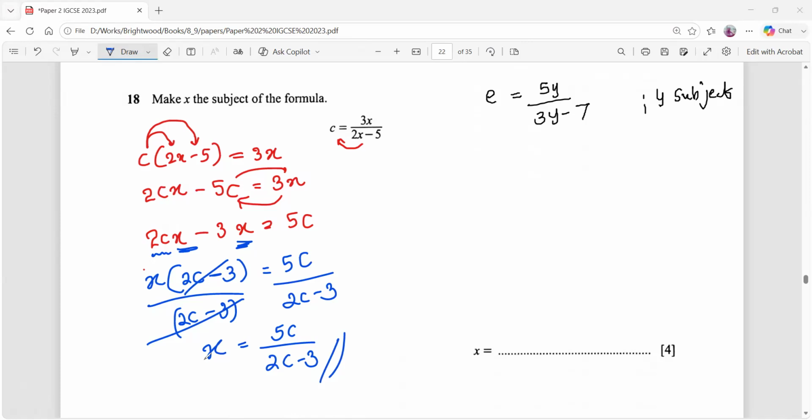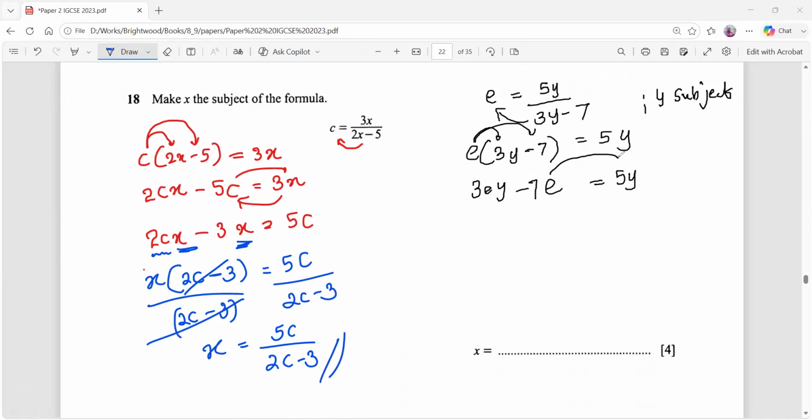Is the answer 7e over 3e minus 5? We'll see. First of all, you can take this one to the other side. So it's e times 3y minus 7, equals 5y. Now simplify e into 3y, you can write it as 3ey, and e into negative 7 is negative 7e, equals 5y. I took this one to the other side because there are no y's. I took the terms without y to the right side.